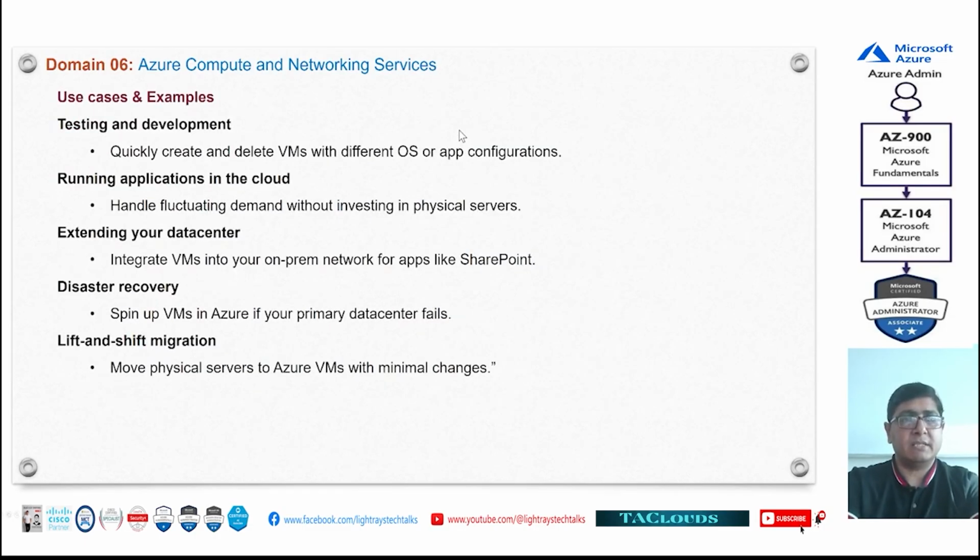Okay. Next, what are the use cases of these scale sets, availability sets, availability zones and update domains? Where can you use them, how can you use them and when can you use them? Number one is testing and deployment. Whenever you are testing an application or deploying a new application, you can use availability sets and scale sets.